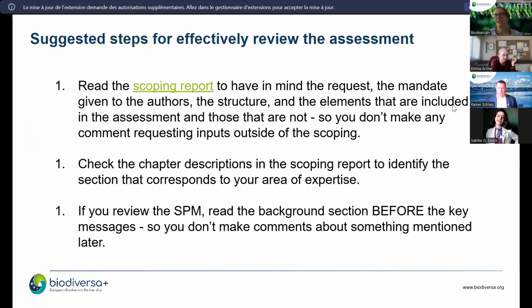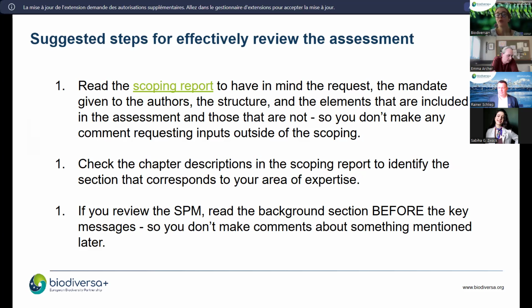Suggested steps to effectively review the assessment. We talked about the scoping, the frame of the assessment. The report is available online, and it's good to check it beforehand so you have in mind the mandate given to the authors. For example, they may not be looking at a specific topic that you would have liked to see, but before you leave a hundred comments saying, why is this not there, and the authors just answer, well, it's not in the scoping, better check that before, so you're sure the authors can write about this.